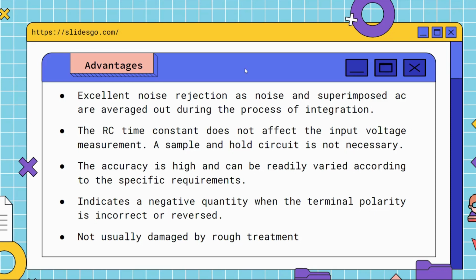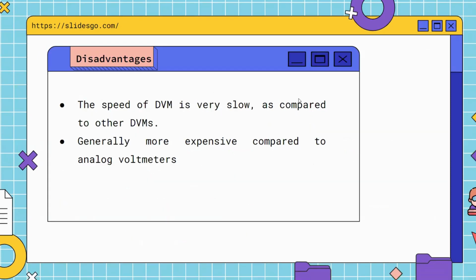So moving on to the disadvantages. The first disadvantage of this dual slope digital voltmeter is that the speed of the digital voltmeter is very slow as compared to the other digital voltmeters. And it is also generally more expensive compared to the analog voltmeters that we currently have. So I think that's all from my part. Thank you.